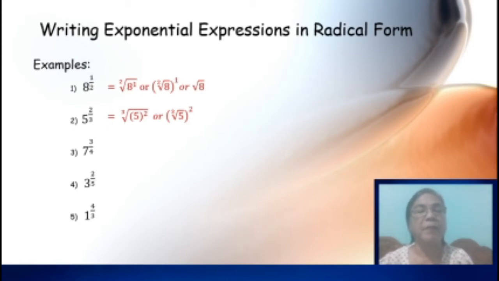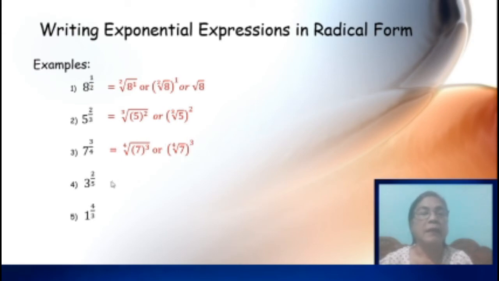Okay, let's have number 3. 7 raised to the 3/4. So 7 turned out to be the radicand. 4, the denominator, turned out to be the index. And 3, which is the numerator, turns out to be the exponent. Or this could be written as 4th root of 7, open and close parentheses, raised to the 3rd.